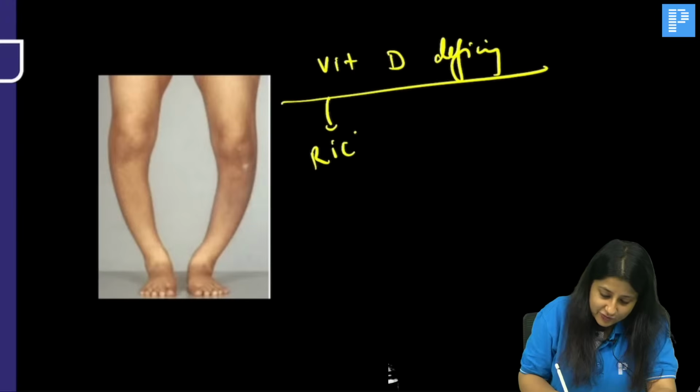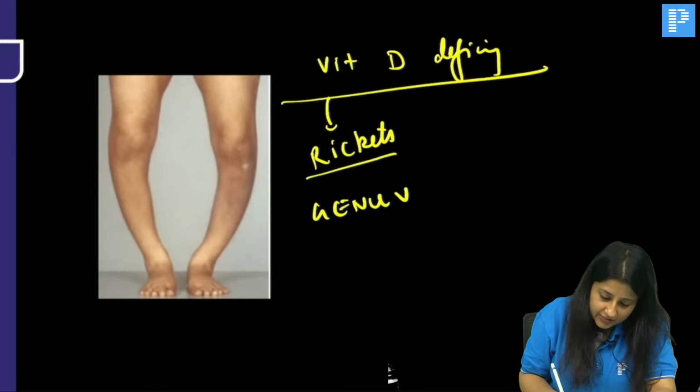Vitamin D deficiency क्या होता है guys? Rickets. इसको क्या बोलते हैं? We call this Genu varum.